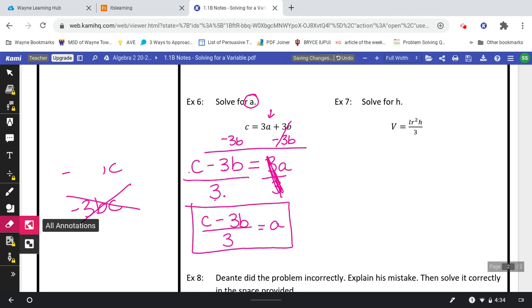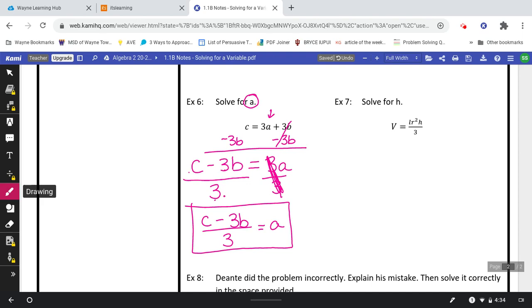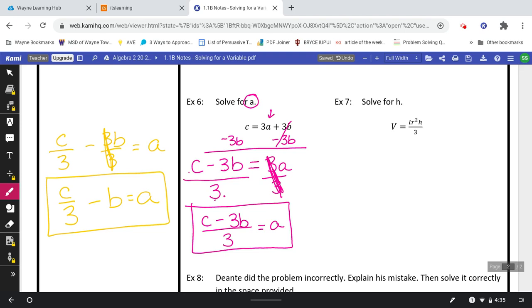If you wanted to, you could simplify this out by writing it as c over 3 minus 3b over 3 equals a. And then you could simplify, cancel out those 3's. But notice how this 3 over here is still with the c. That's really important. So that would be another correct answer for what we have right here. These two would be the same.